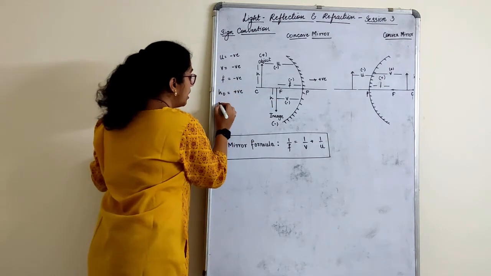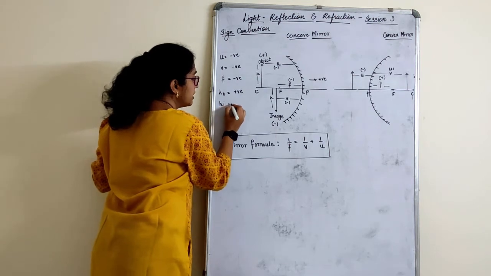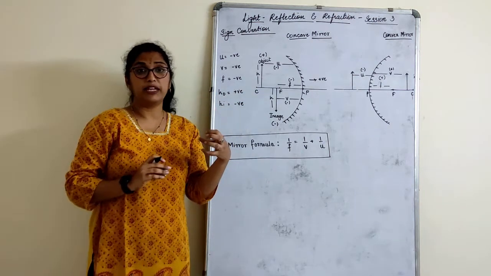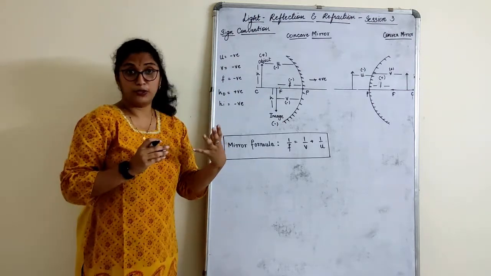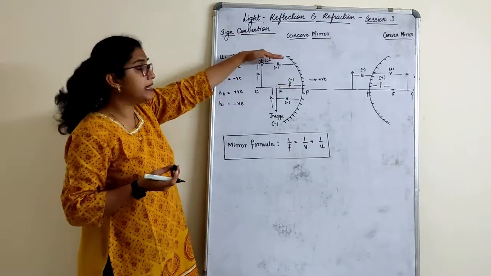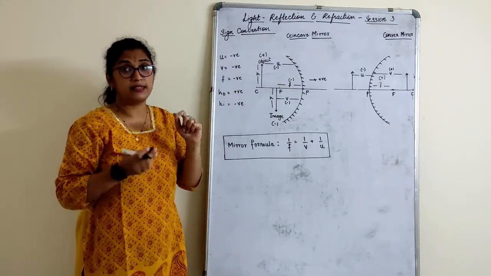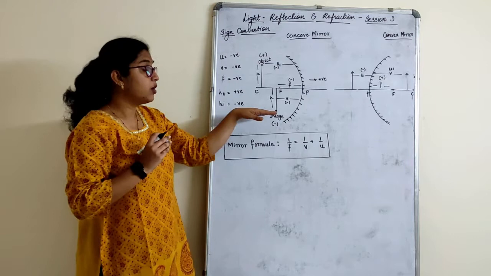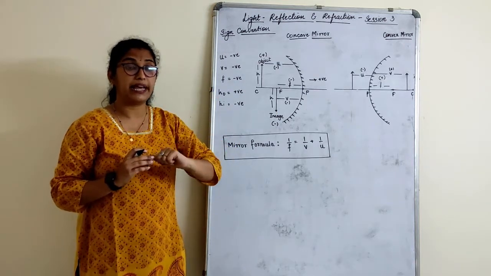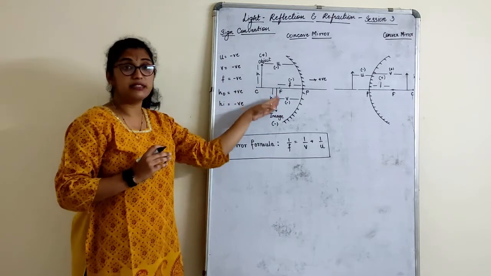Right? Height of the image is negative. Am I right? Because any image or any object... Now of course the object is always kept perpendicular to the top of the principal axis. That is why it is positive. Where is the image formation done? Image formation is done below the principal axis. That is why height is negative.